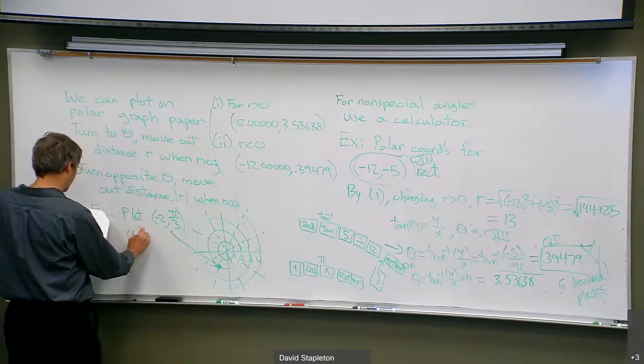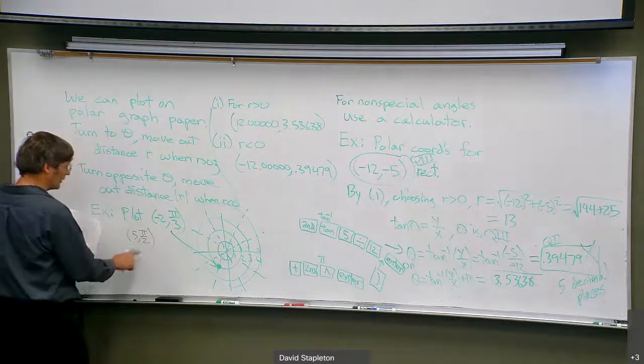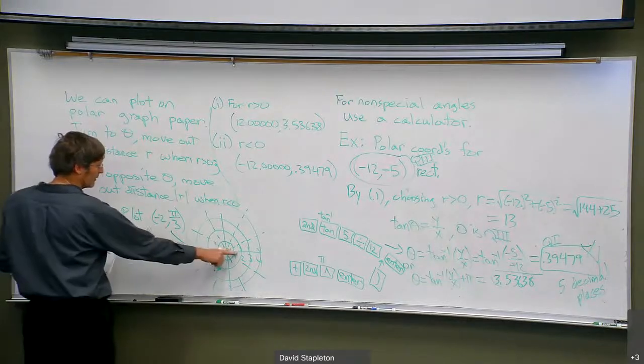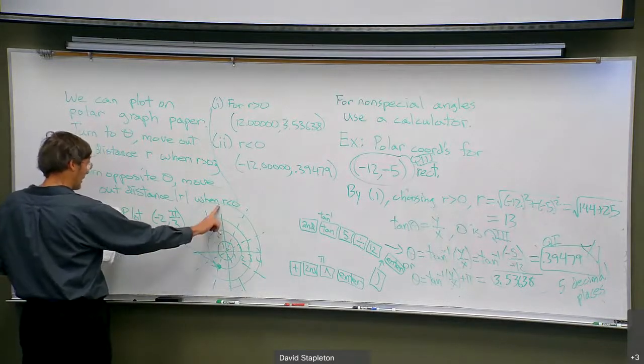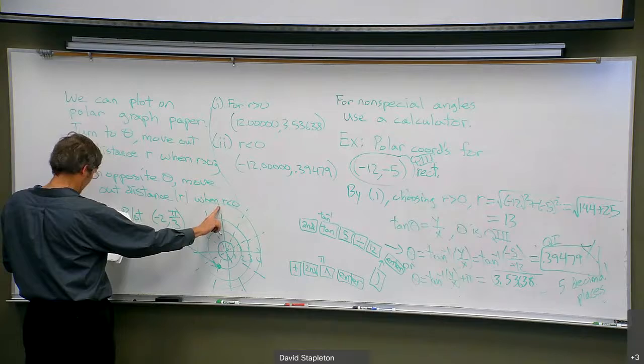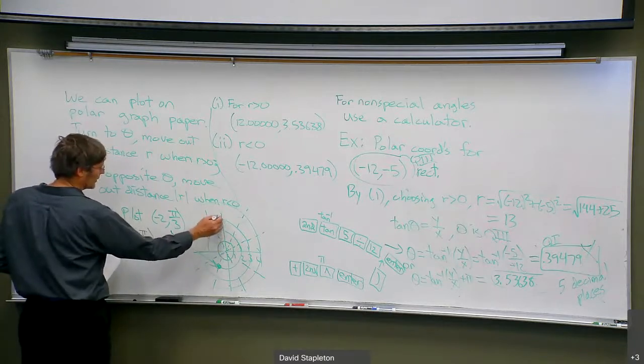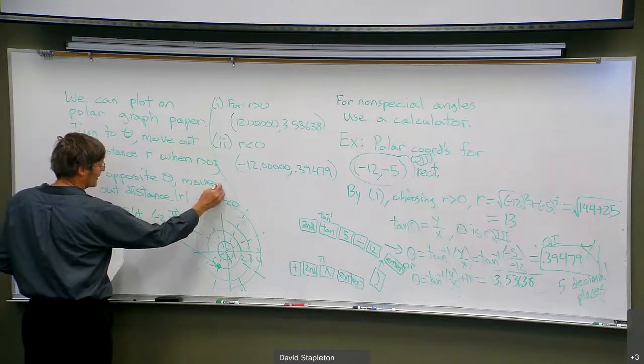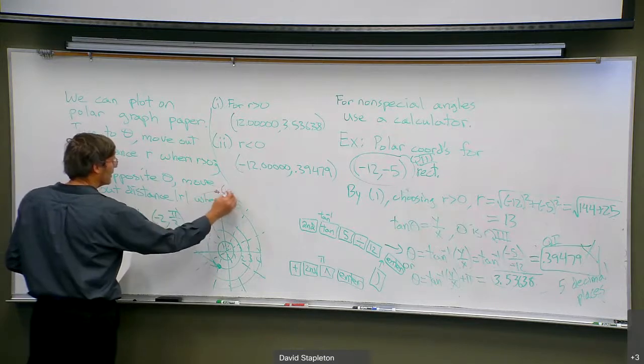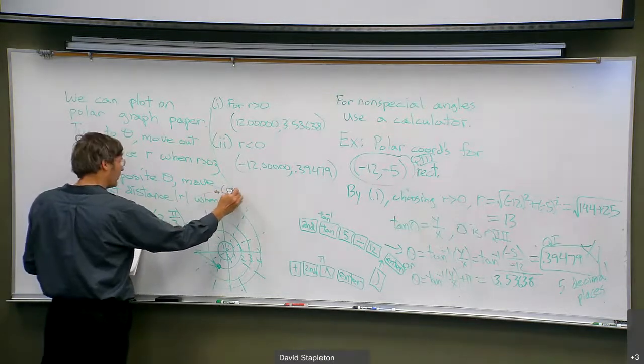(5, π/2). π/2 is a quadrantal angle, right? So you turn to π/2, and then I move forward 5 units, right? Since r is positive. 1, 2, 3, 4, 5 up here. Next circle. That's the point (5, π/2).